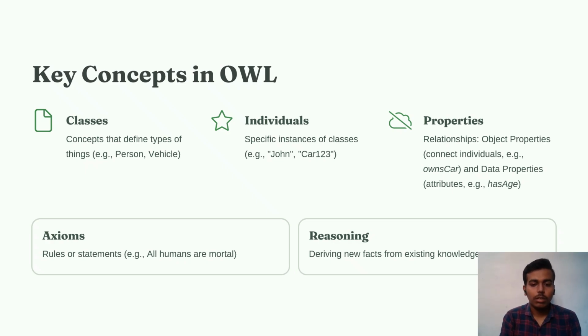Reasoning. The real magic of OWL. If John is a student and all students are persons, then without explicitly writing it, a reasoner can infer that John is a person. This kind of reasoning is what allows knowledge graphs, search engines, and AI assistants to make smarter connections.